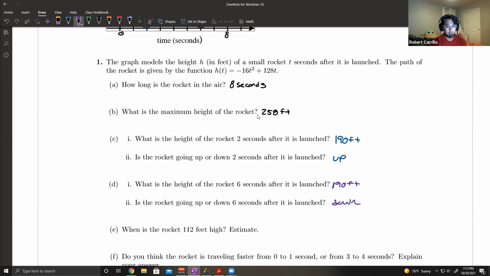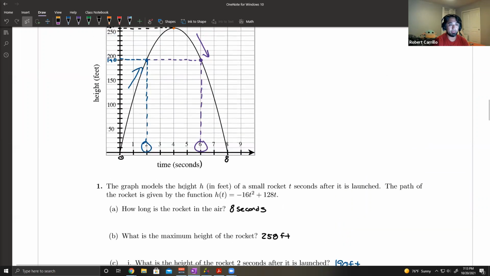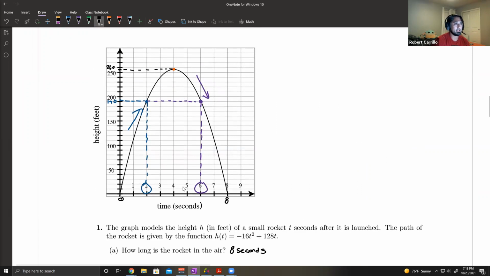When is the rocket 112 feet high? It says estimate, so again, we're just reading the graph. Let's see our labels. This would be 110. That would be 120. So at 112, let's just put it around here. Go there, and also over here. It says when, so it wants the x values. When is it first at approximately 112 feet high? How many seconds?